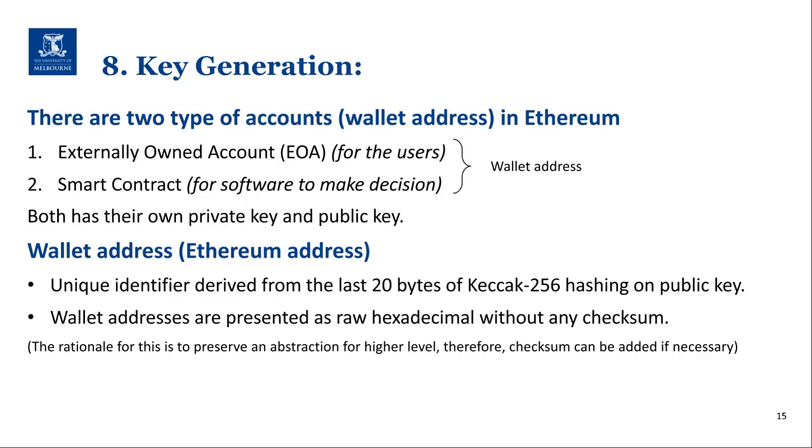Here, once again, we observe another implementation of the Keccak-256 hash function in the formation of the wallet address from the public key. The wallet address is a unique identifier derived from the last 20 bytes of the Keccak-256 hash of the public key. They are represented as raw hexadecimal without any checksum. The rationale is to preserve the abstraction for the higher levels, where the checksum can be added if necessary.